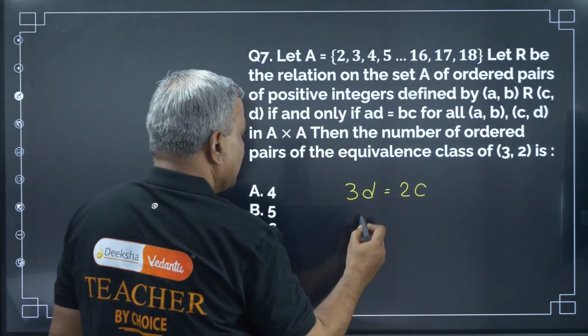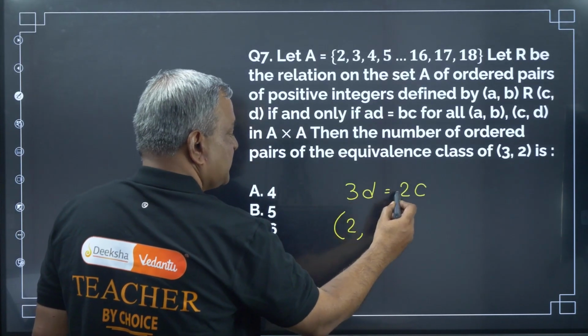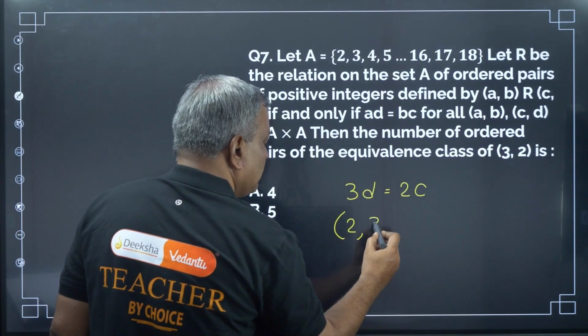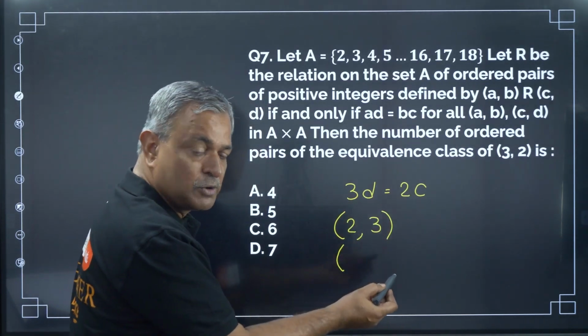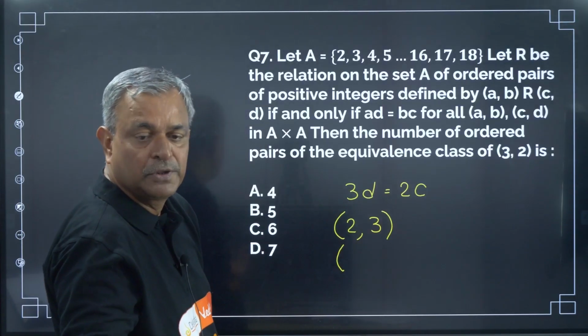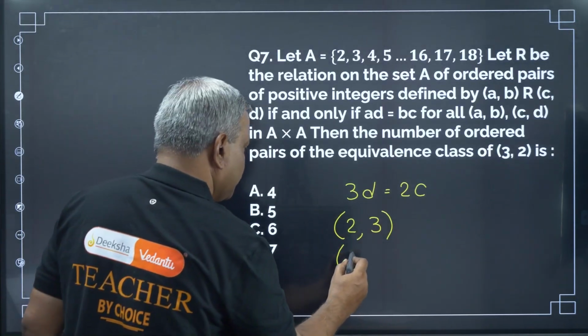Okay, the ordered pair starting from 2. Obviously, if I put 2 and 3, 2 threes are 6, so 6 will come: 2 comma 3. Similarly, 3 won't be satisfied, because 2c is an even number. So basically, you want an even number. So don't consider 3. Next, 4.